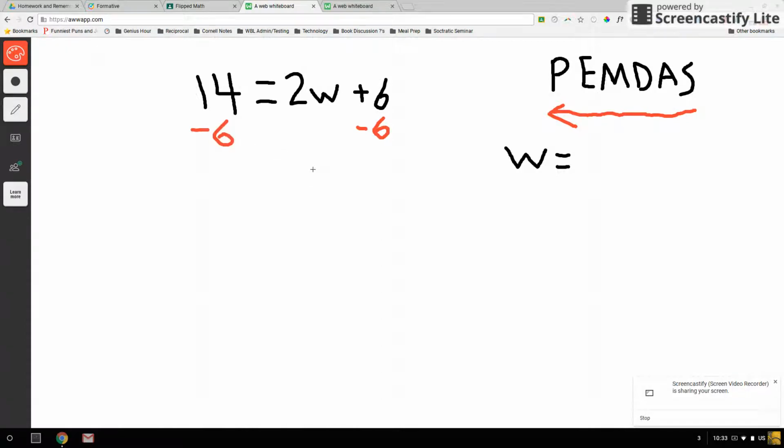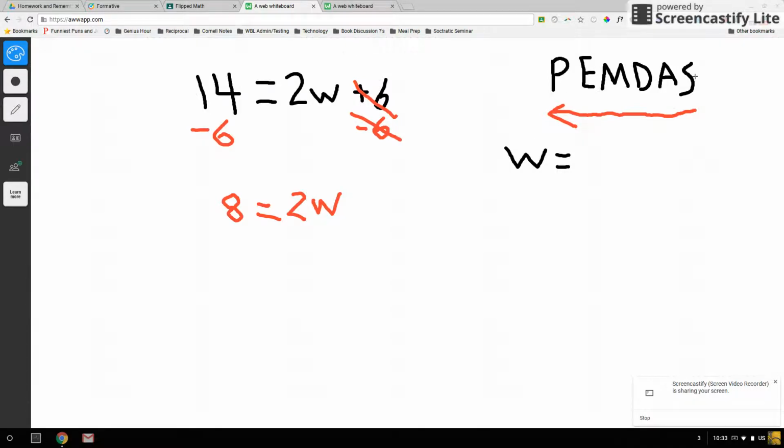And now I'm going to rewrite my equation to keep myself organized. All right, 14 minus 6 is 8. The equal sign stays the same. 2w stays the same. And plus 6, we got rid of it. We canceled each other out, so we don't need to write anything else. We've kind of moved forward in our puzzle. Now I have 8 equals 2w. Still not done because we don't have w all by itself.